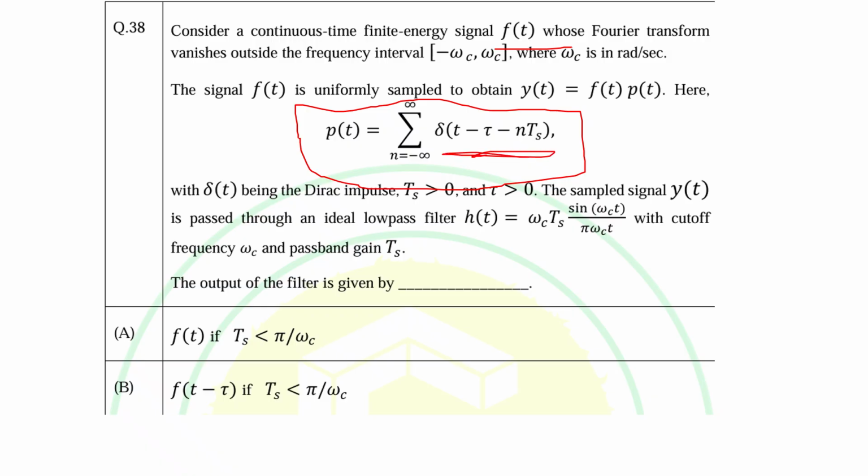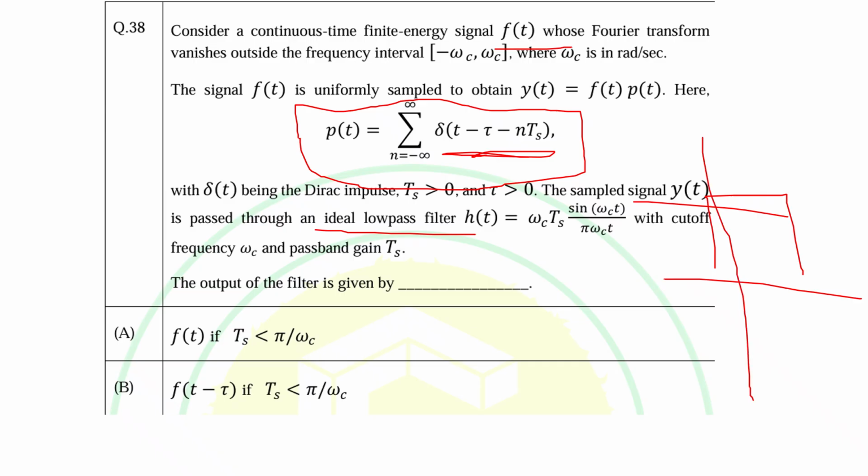Now the sampled signal y of t is passed through an ideal low pass filter, right? So the low pass filter is given. Suppose here is your omega, and here is your amplitude, right? So gain is there, and this portion is passing, so that is why this is a low pass filter. And if you convert the low pass filter from the frequency domain to the time domain, this will give you the sinc function. If you want to check, you can check the window functions also, for triangular and rectangular cases, right? The same technique we are using here also. So we have to calculate the output, right?